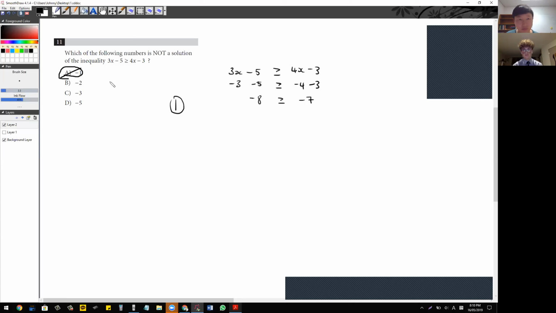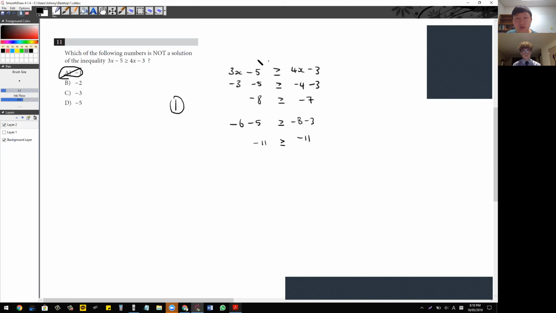Okay, so we can check that straight away. If you plug in -2 there, -2 there, you get -6 minus 5, -8 minus 3, so that's -11. And this is -11, which is correct. -11 is greater than or equal to -11. So that's still fine.